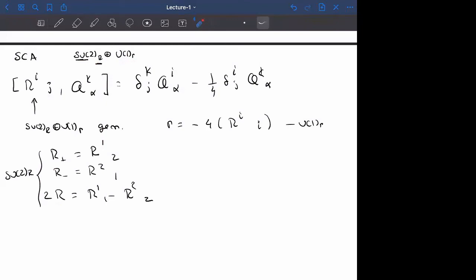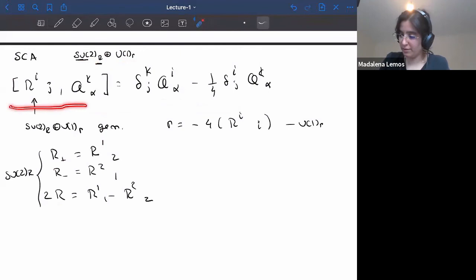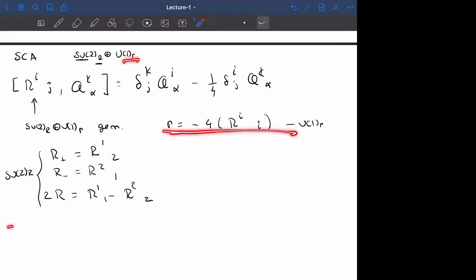Okay, so what I wrote here, in all fairness, I should have called a U2R, because this is not traceless. So I have a U2R, and then I want to split it into an SU2 and a U1R. And then I have an SU2R left over.